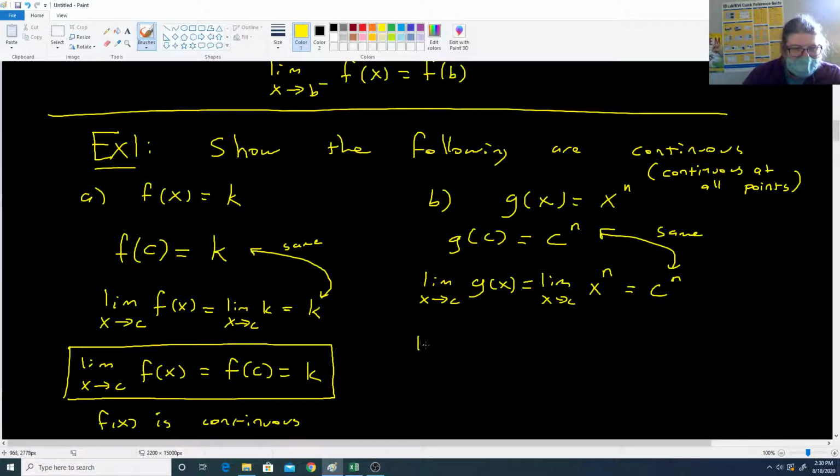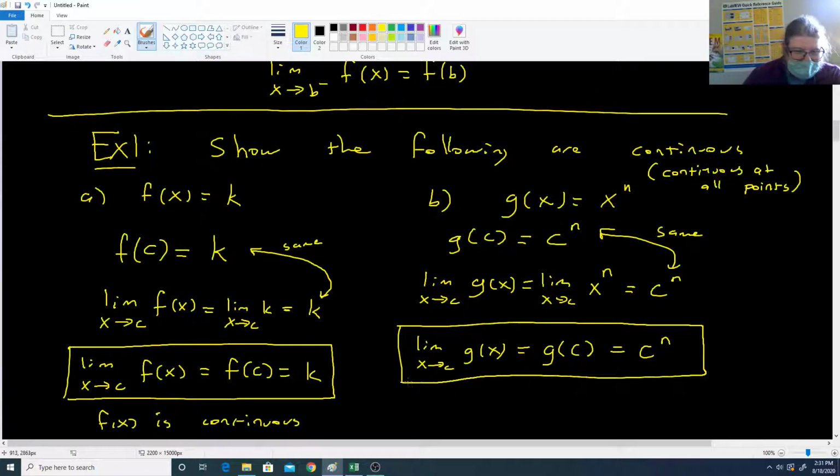So we can write this up. The limit as x approaches c of g of x is equal to the function value g of c, and those both happen to equal c to the n, and this shows the function g of x is continuous.